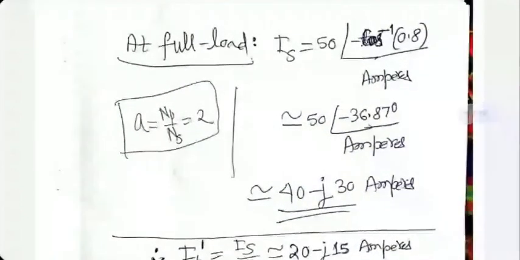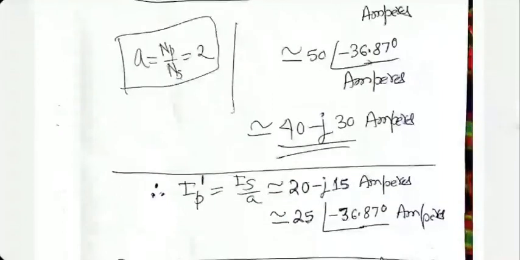Now the current is given as 50 amperes and the power factor is lagging with a value of 0.8. So cos inverse of 0.8 with a minus sign gives you minus 36.87 degrees. So the complex value of load current in the second case is 50 at minus 36.87 degrees, its RMS value. Turns ratio is 2. We have seen that. Secondary current converted to rectangular form becomes 40 minus j30 amperes.